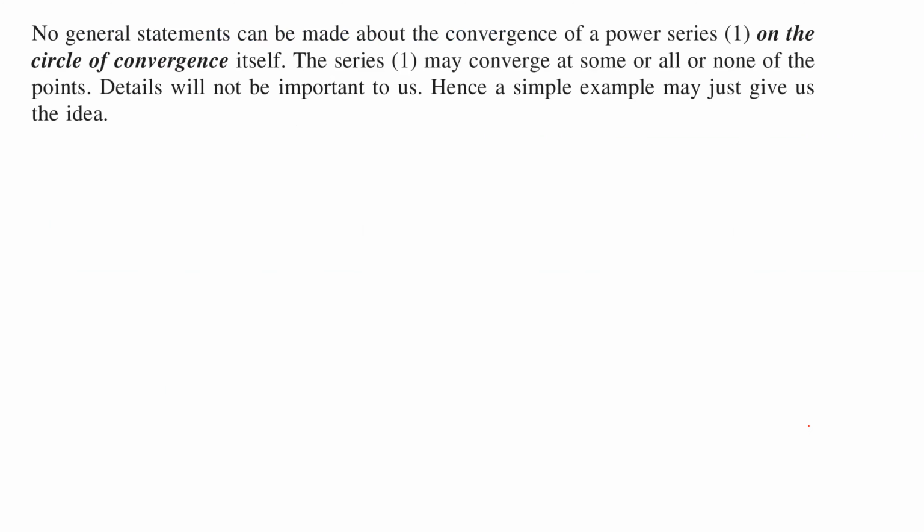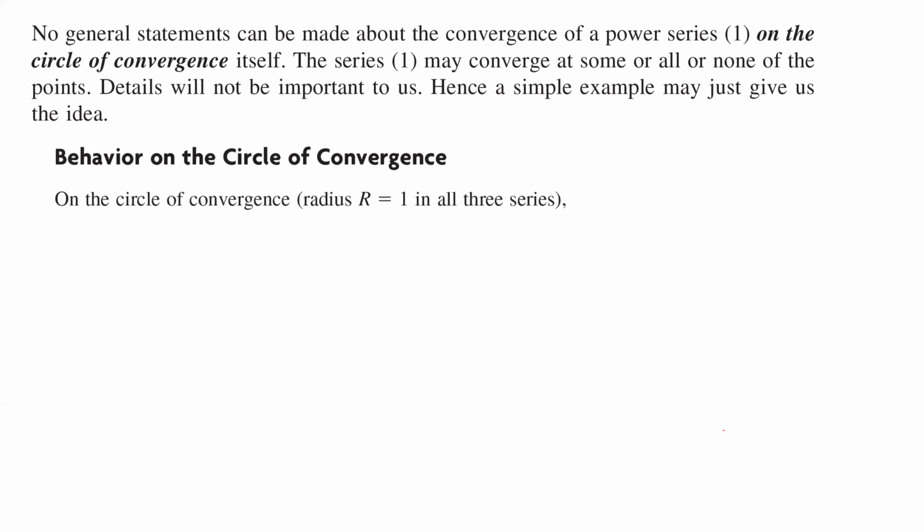All right. No general statements can be made about the convergence of a power series on the circle of convergence itself. The series may converge at some or all or none of the points. So here are examples. The circle of convergence radius R equals 1 in all three series. The radius is 1 for all of these series that we are going to show.